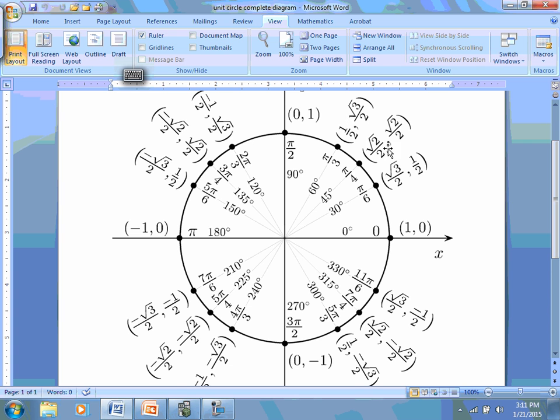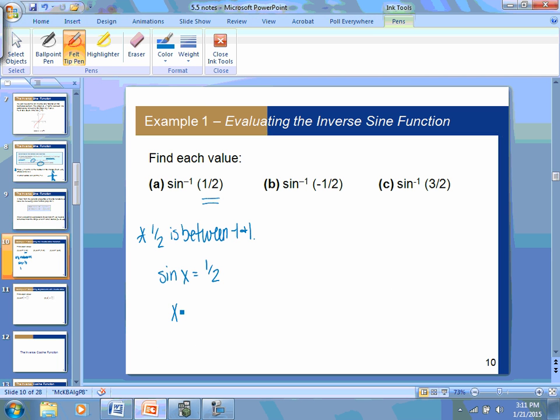So we're going to look at our ordered pairs, our terminal points. And remember, the ordered pairs are cosine and then sine. So I want to look at my y values. All of my y values down here are negative, so I'm not going to be down in the fourth quadrant. I will need a positive 1/2 right here. This terminal point gives me a sine value of 1/2, and that radian is pi over 6. So my answer is pi over 6. Okay, so my answer has to be the radian value that is between negative pi over 2 and pi over 2 on my unit circle.